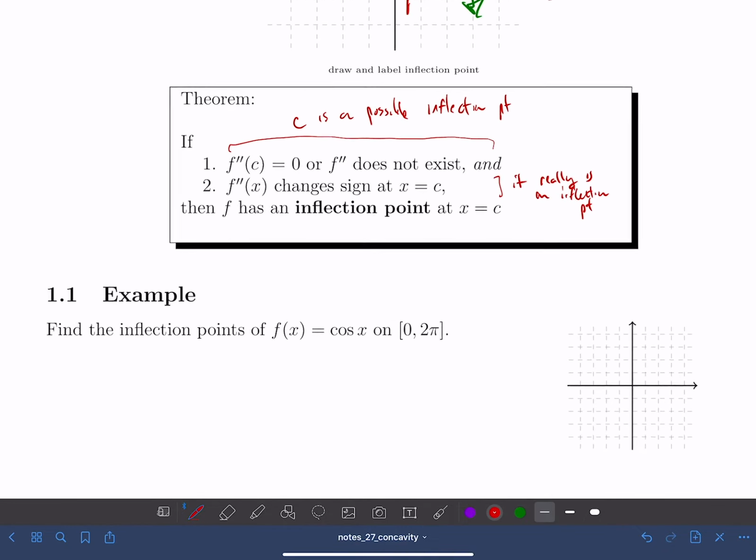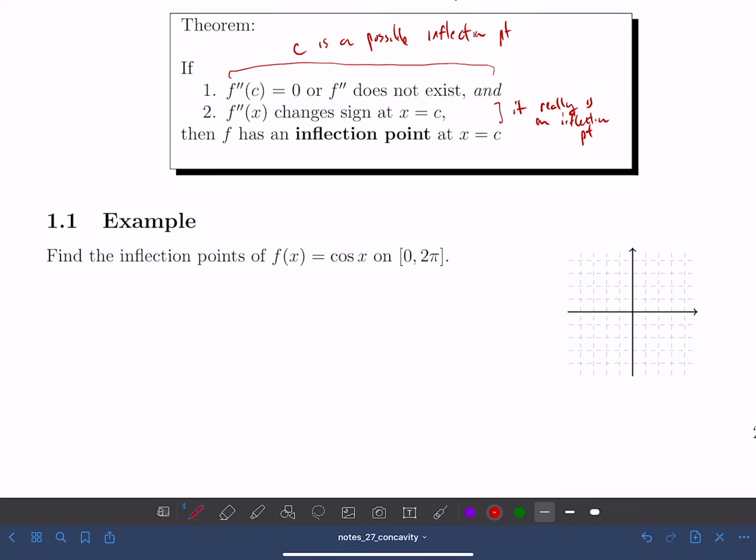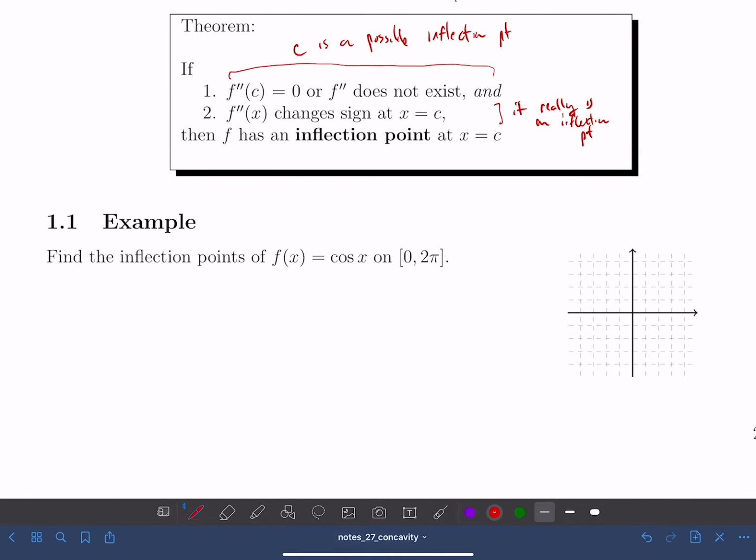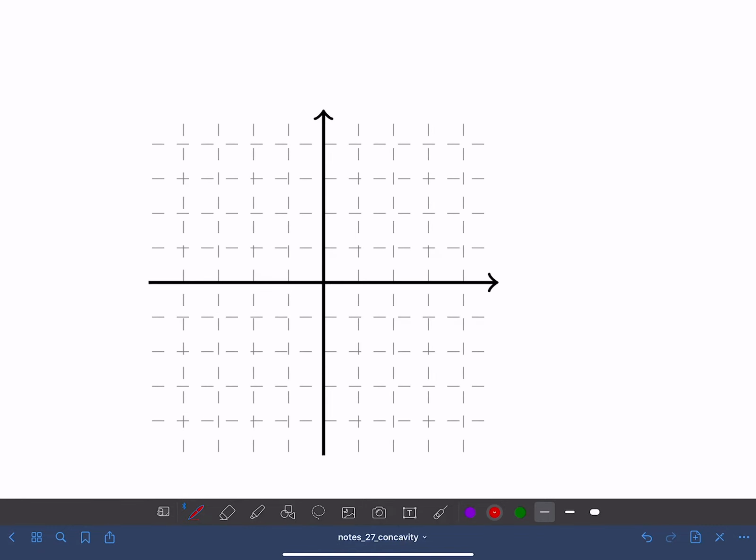So let's do some examples, and then we'll talk about the second derivative test for classifying critical points as optima. So let's find the inflection points of cosine from 0 to 2 pi. If I did it without respect to an interval, then it would have an infinite number of inflection points. And so we're going to restrict ourselves to an interval of interest. So let's restrict ourselves from 0 to 2 pi.